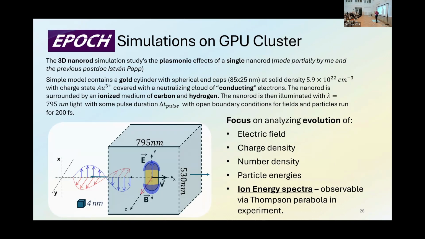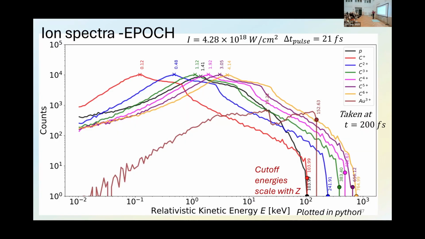So when we run these particle simulations, we look at various outputs: electric field, charge density, number density, particle energies. But today I'm going to focus on ion energy spectra, which are most important to us because they are what we can directly observe through experiment. We're running experiments where we're shooting lasers on these nanorods, and this is basically the experimental comparison we have to the particle-in-cell simulations.